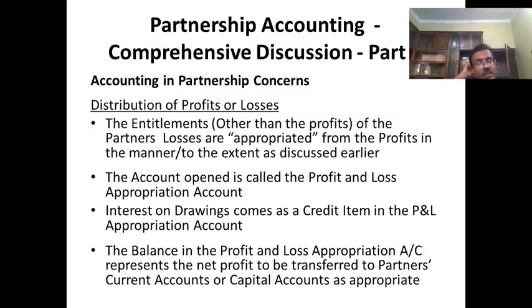So next is distribution of profits or losses. The entitlements other than profits, or the partners' losses, are appropriated from the profits in the manner and to the extent as discussed earlier. The account opened is called the Profit and Loss Appropriation account. We open an account called Profit and Loss Appropriation account, so we are appropriating.